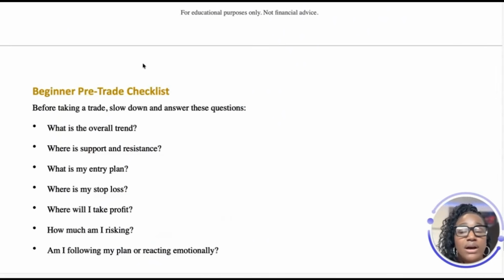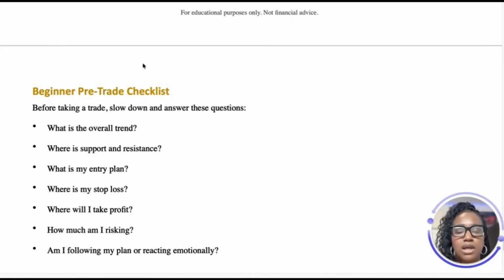All right, y'all. I hope this was very helpful for you, and I want you to take this away with you. I'm always going to give you a little takeaway. Before you take a trade, slow down and answer these questions. What is the overall trend? Is it an uptrend or a downtrend? Where are these levels of support and resistance? What is my entry plan? If this happens, then I do that. That should be how your entry plan is labeled.